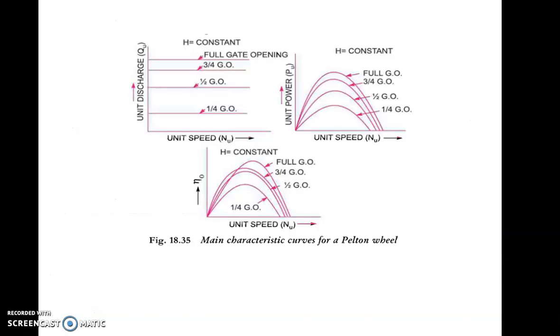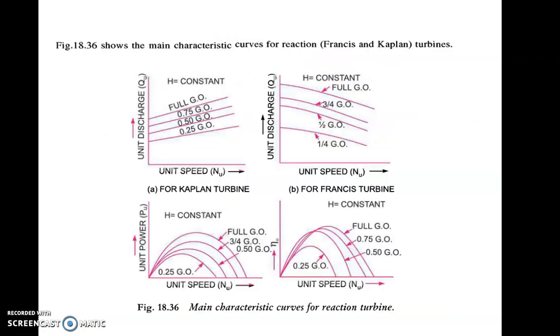We'll see that in the experiment also, so take care of that. You have to remember that main characteristic curves are constant head characteristic curves and operating characteristic curves are constant speed characteristic curves. Accordingly, you have to remember these diagrams, if it is asked in the exam.